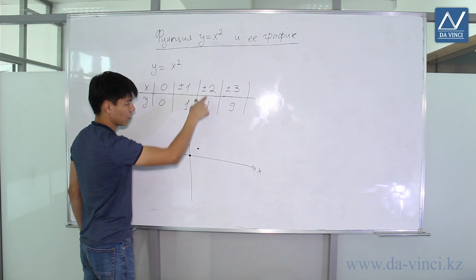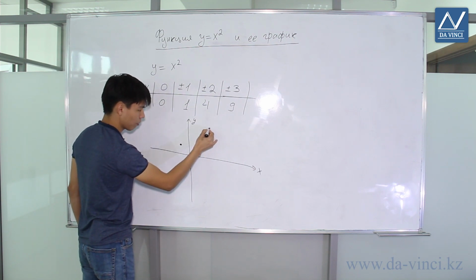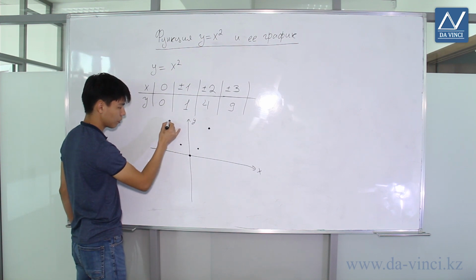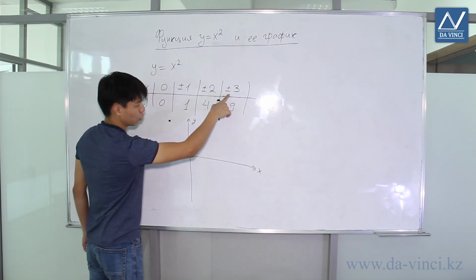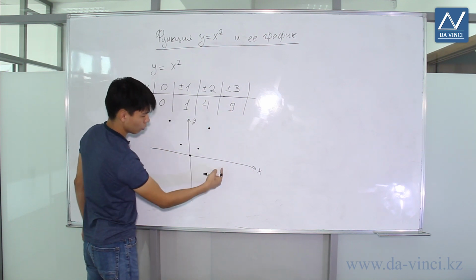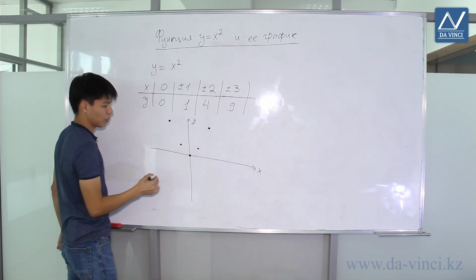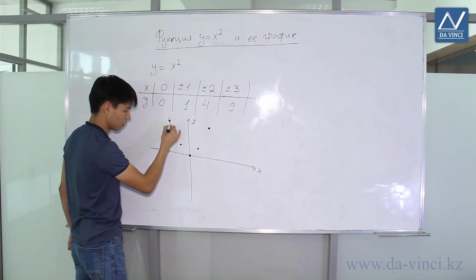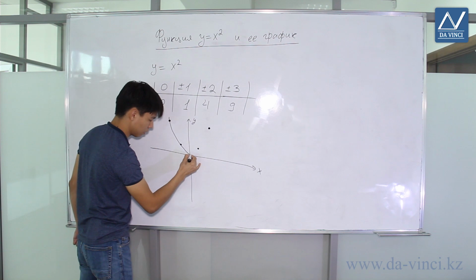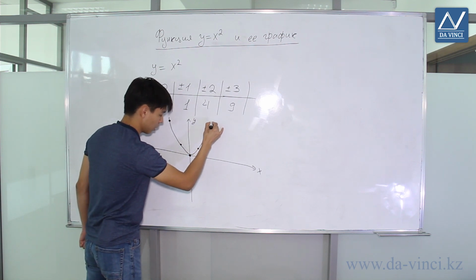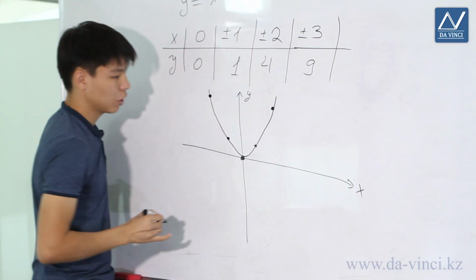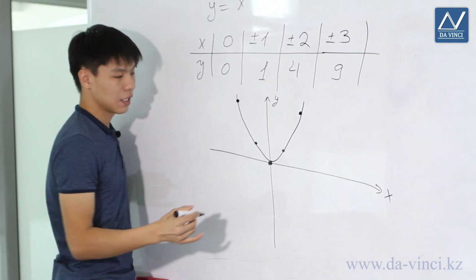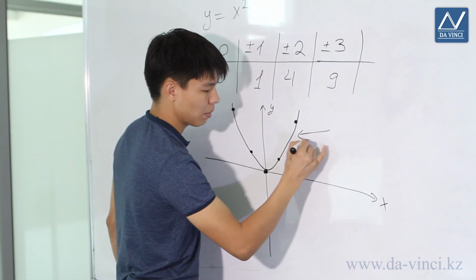Mark point with coordinates 2, 4. And minus 2, 4. I also mark the points with coordinates plus minus 3 and 9, but it won't fit on my graph, so I'll skip this step for now. Now we need to neatly connect all these points with a smooth line. We've got this curve. This curve is a graph of the function y is equal to x squared. By the way, it is called a parabola.